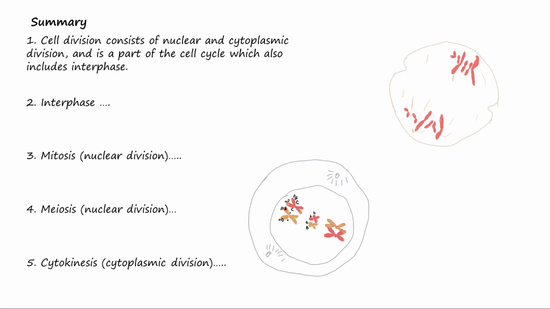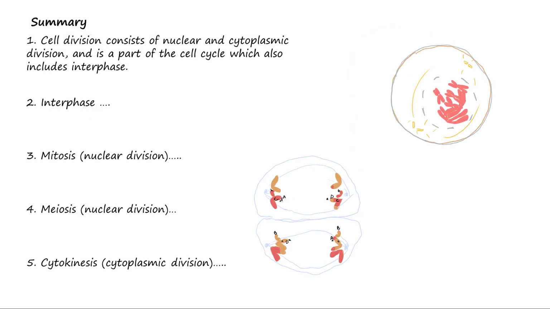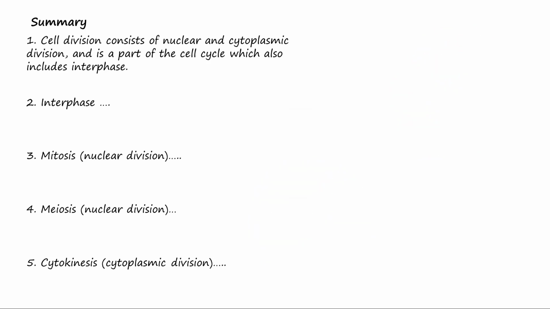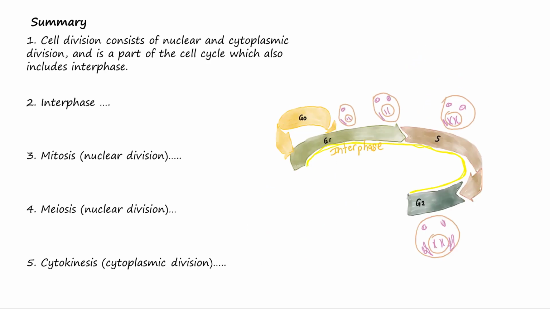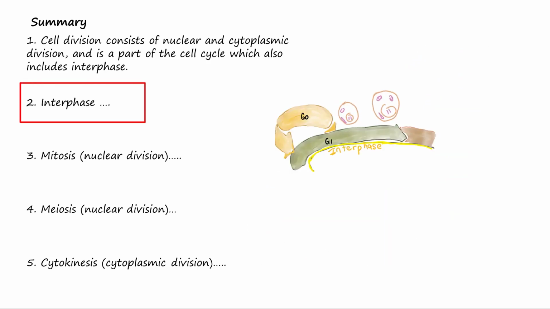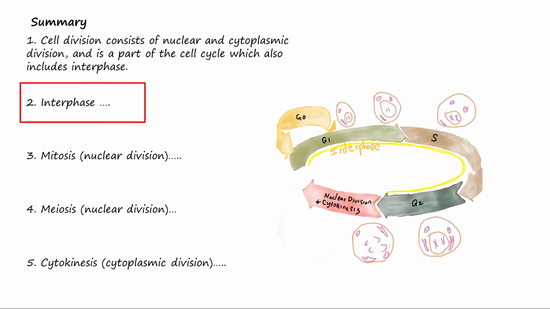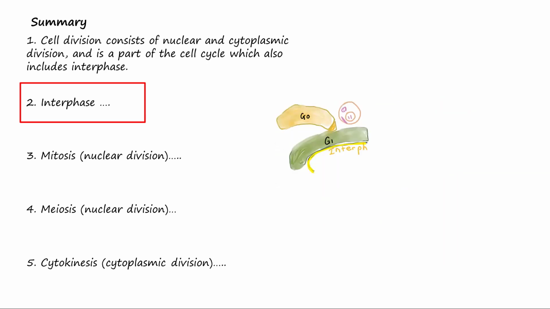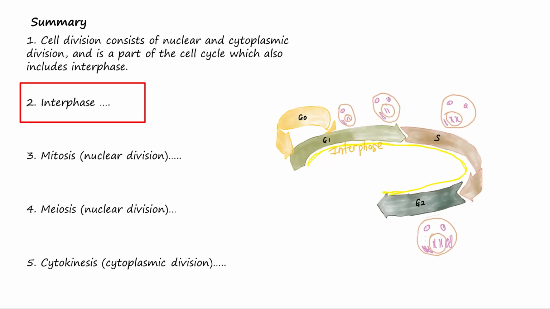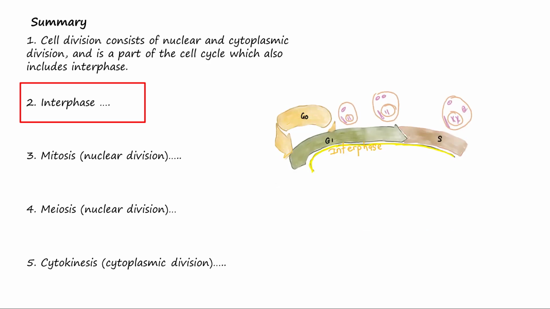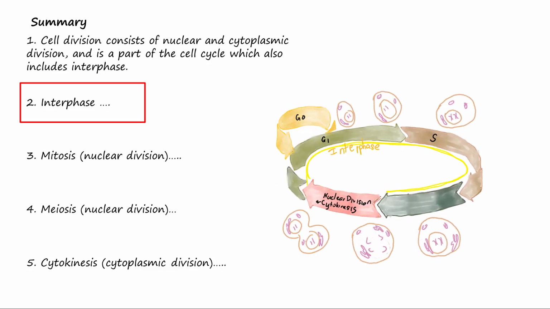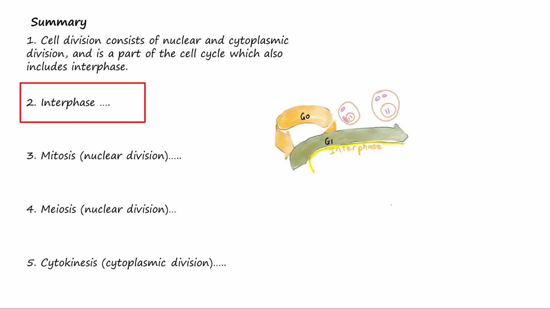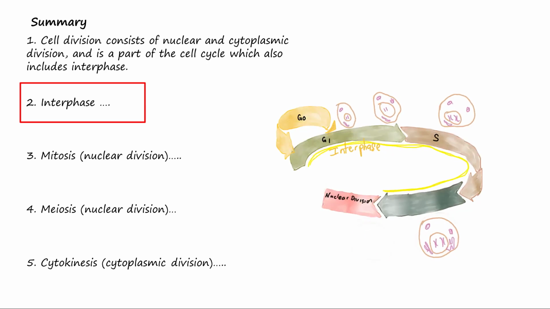Summarizing eukaryotic cell division. 1. Cell division consists of nuclear and cytoplasmic division and is a part of the cell cycle, which also includes interphase. 2. During interphase, the cell grows and copies the cellular contents to provide each new cell with material needed for survival. The chromatin, which consists of DNA and protein, is not yet folded into chromosomes and can be used as a template for transcription and replication.